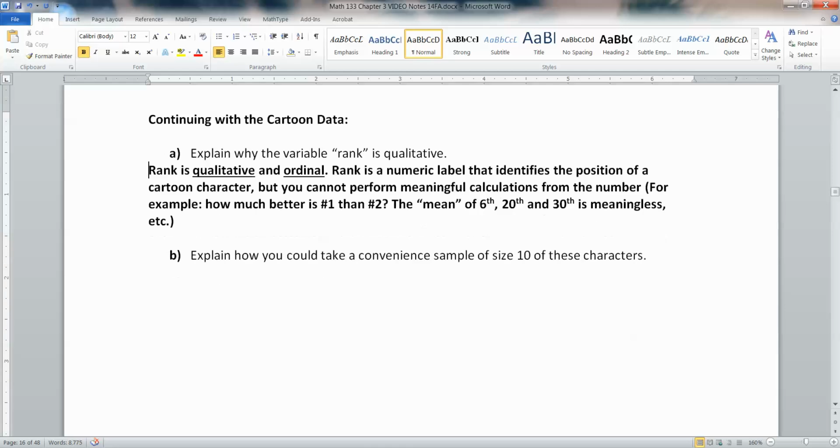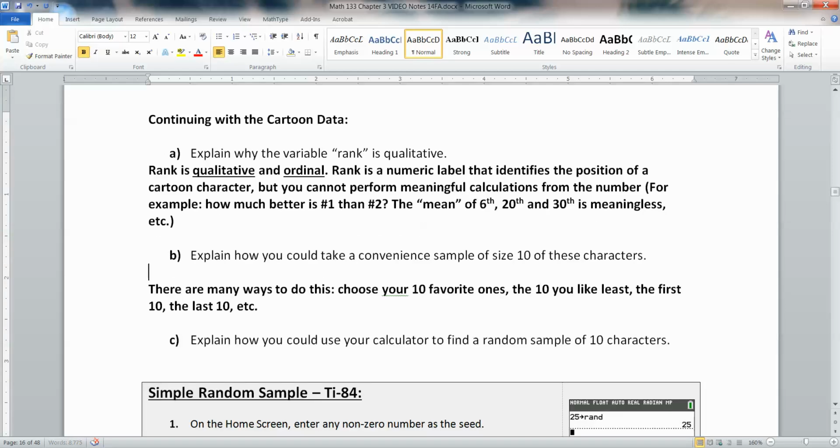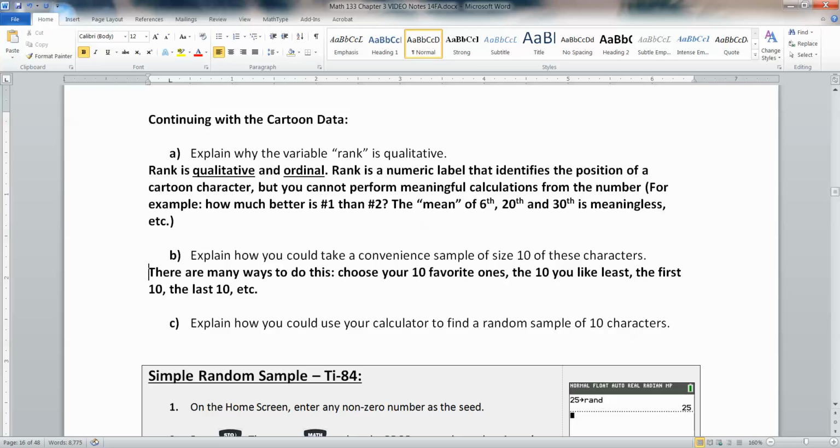All right, now, how could we take a convenience sample? Well, that'd be easy. You could do it all sorts of ways. Take your 10 favorite ones. Take the first 10, or the last 10. Do the multiples of 4, whatever. Those would all be biased ways to do this sample.